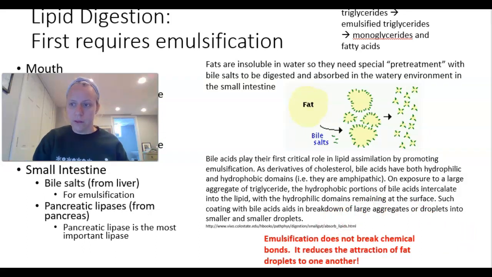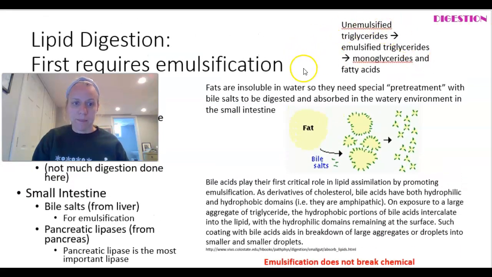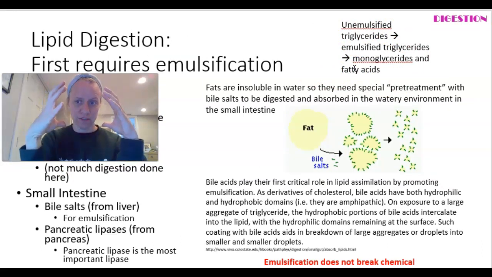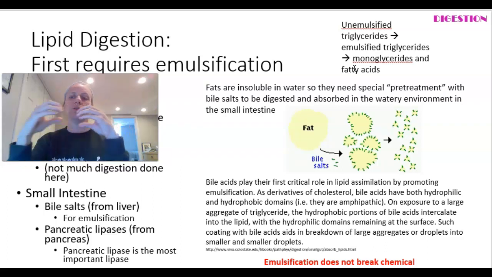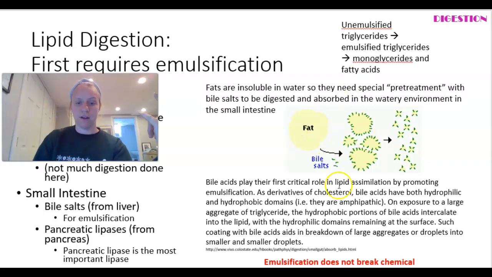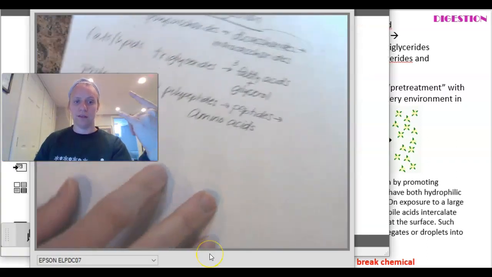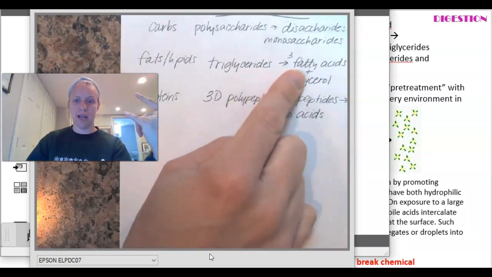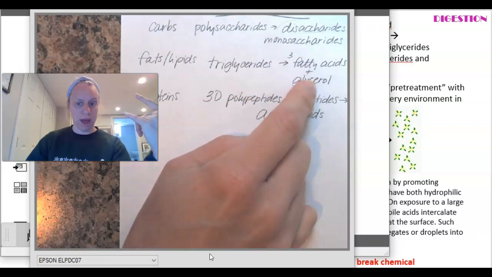Okay, so let's go back up here to the top. In order for us to digest lipids, we've got to go from triglycerides that are clumped together, unemulsified triglycerides. Then we need to emulsify the triglycerides. And then we need to break them down into glycerols and fatty acids. Reminder, we wrote this earlier, right? Fats, triglycerides, down to 3 fatty acids and a glycerol, or a monoglyceride.